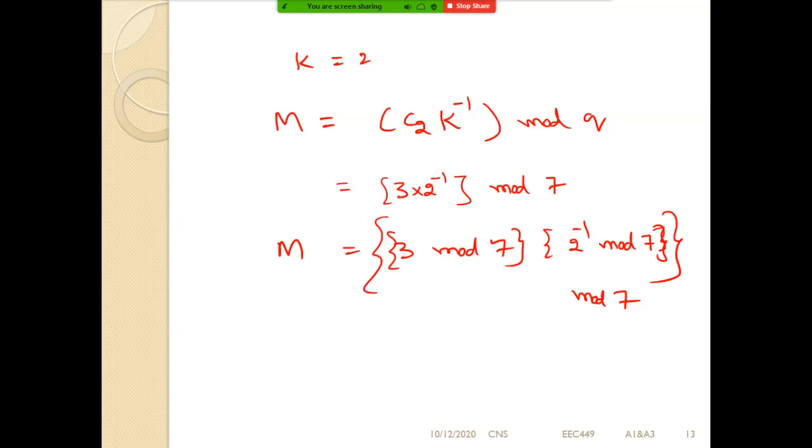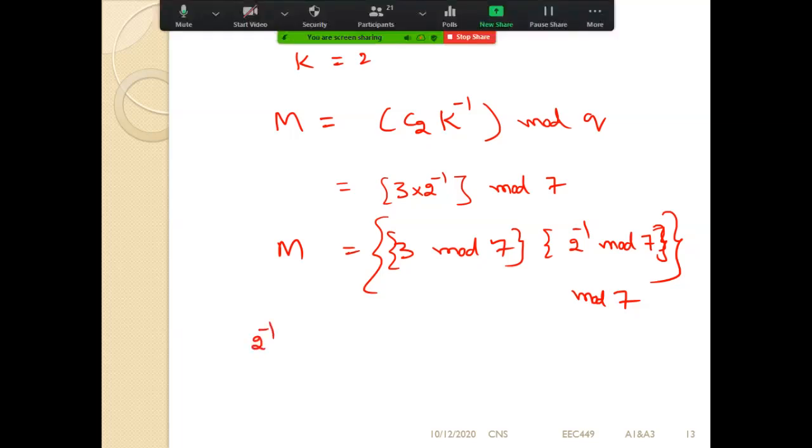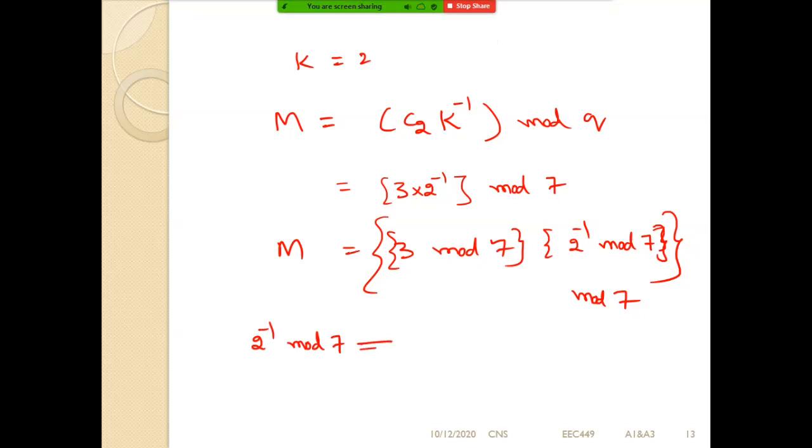So what is 3 mod 7? Directly 3. Yes or no? Yes. But how to find 2 inverse mod 7? So what I am doing is I am assuming some x is equal to 2 inverse mod 7.